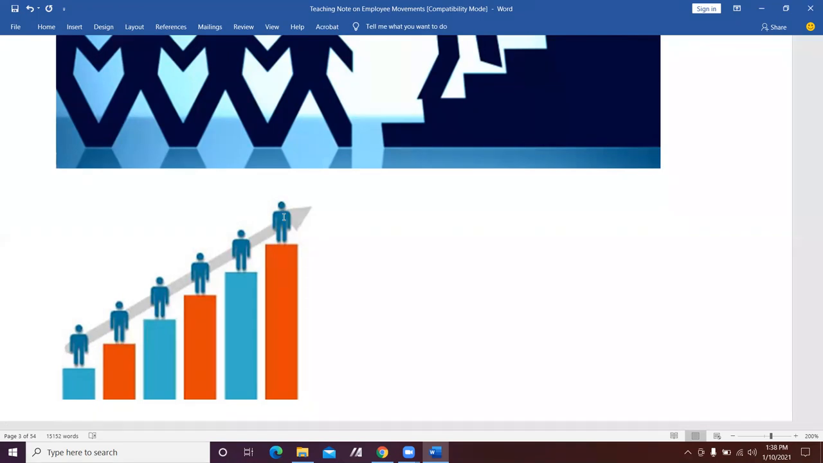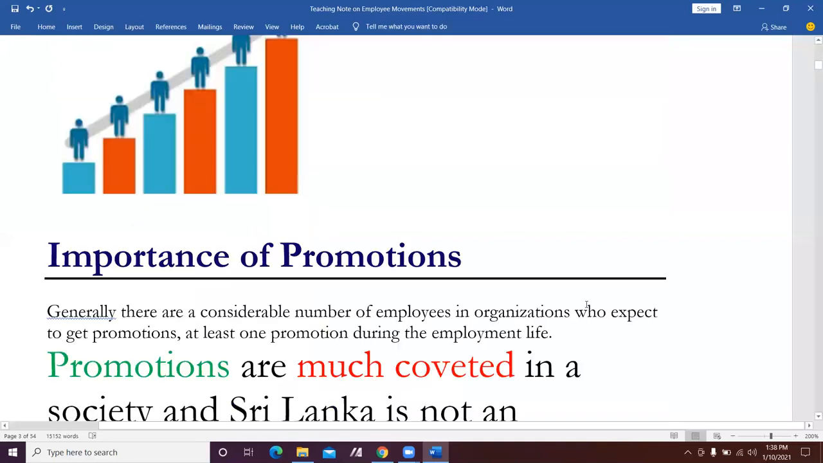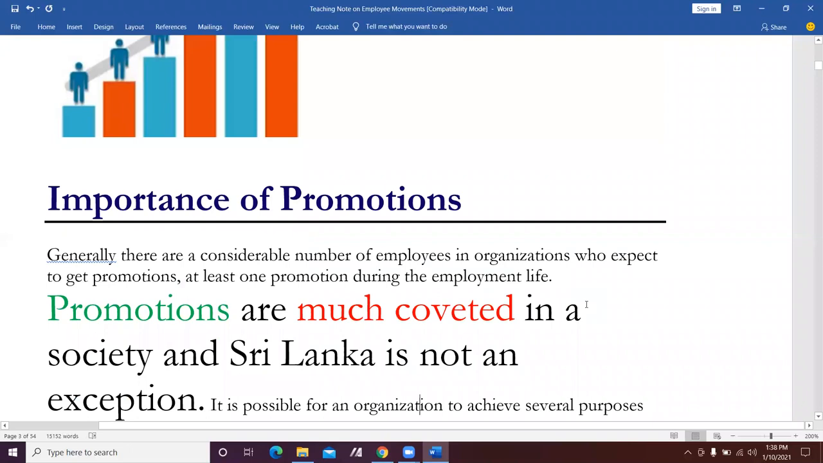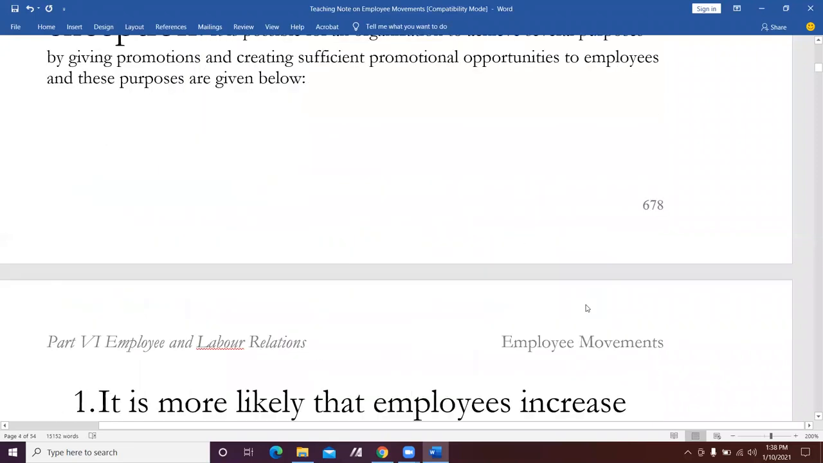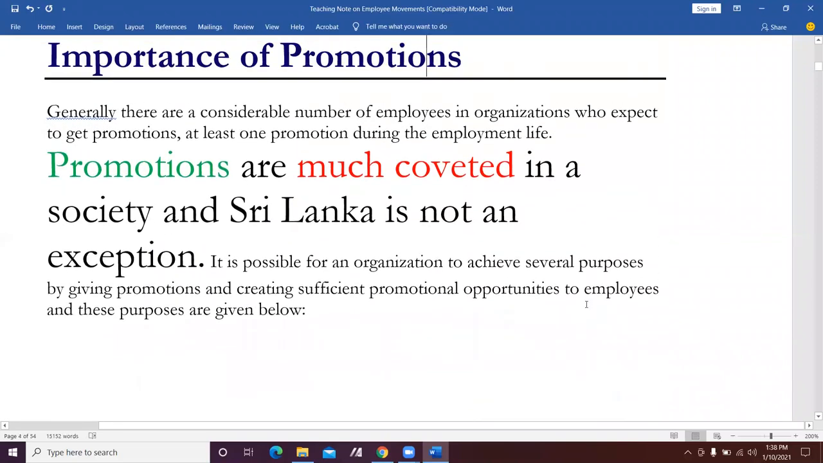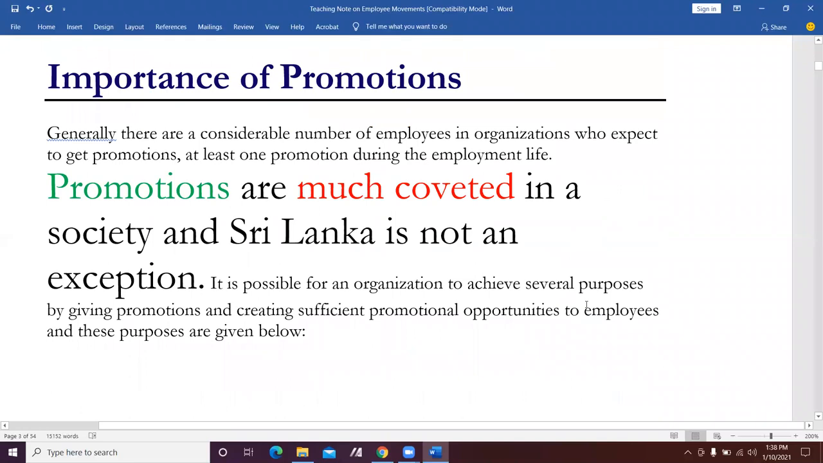So that may be HRM, that may be financial management. If it is HRM, that may be general manager, human resources, or deputy general manager, human resources. Then, importance of promotions. I think no need to take much time on discussing the importance of promotions.